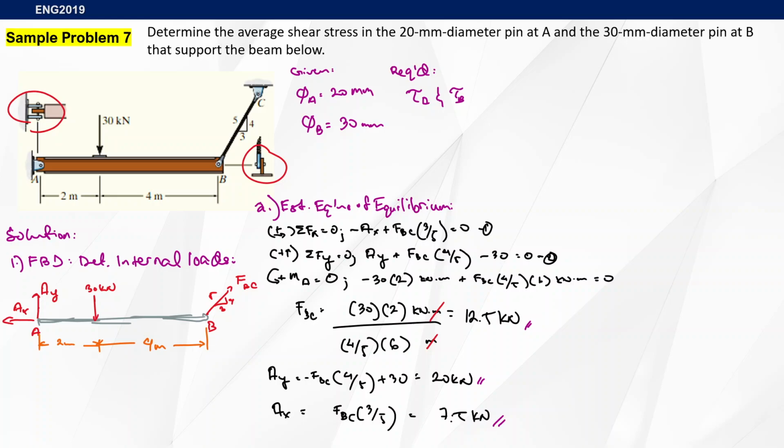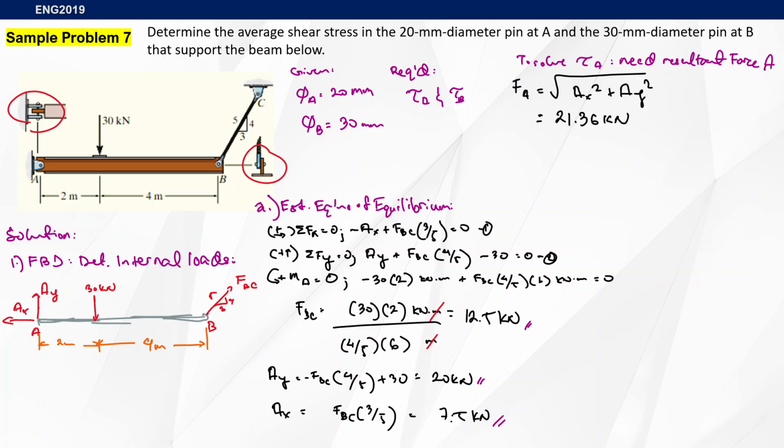There we go. And then from here, I need to know the area sheared. In this particular case, AY and AX are components of force A to be exact. So we need to find its magnitude first. We get that by using the Pythagorean theorem, square root of AX squared plus AY squared. So F of A here is 29.36 kilonewtons.